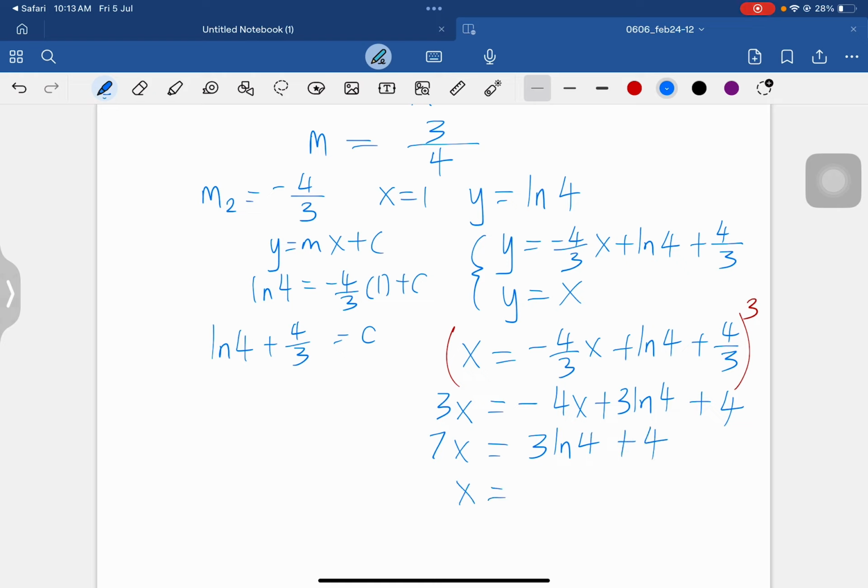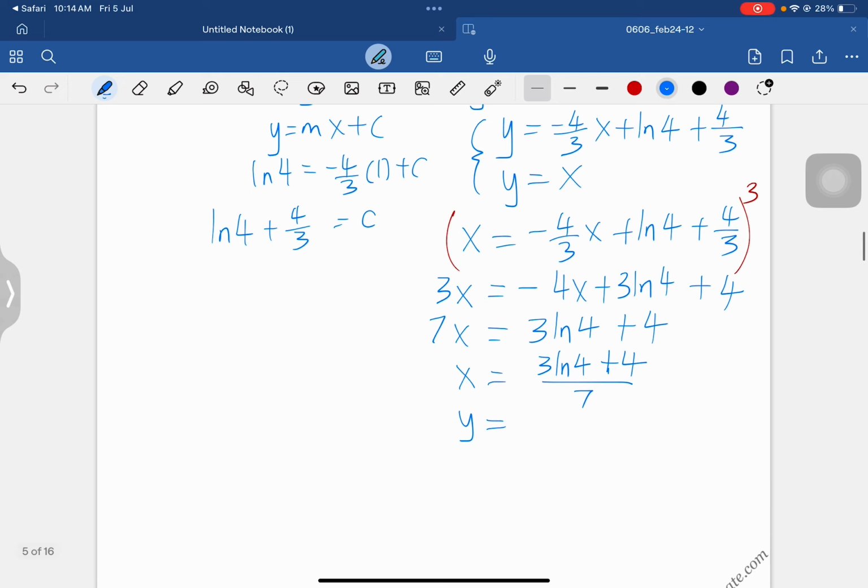So your x is going to be 3 ln 4 plus 4 over 7. And your y actually is equal to x, so your y is also 3 ln 4 plus 4 over 7. That will be your coordinate of P.